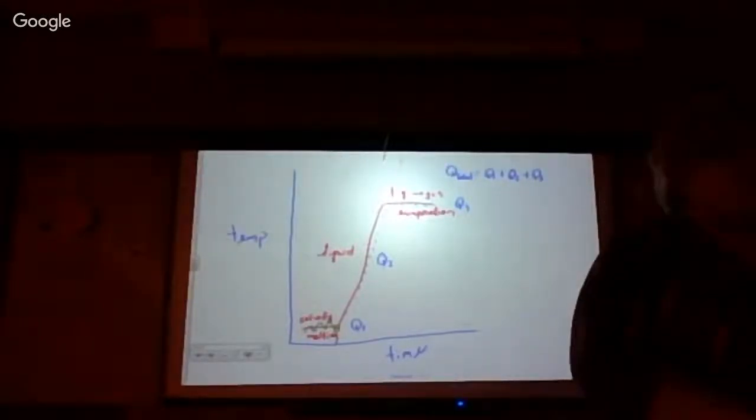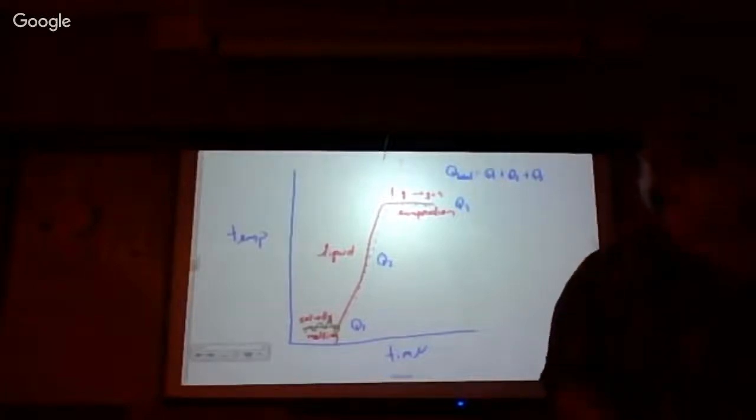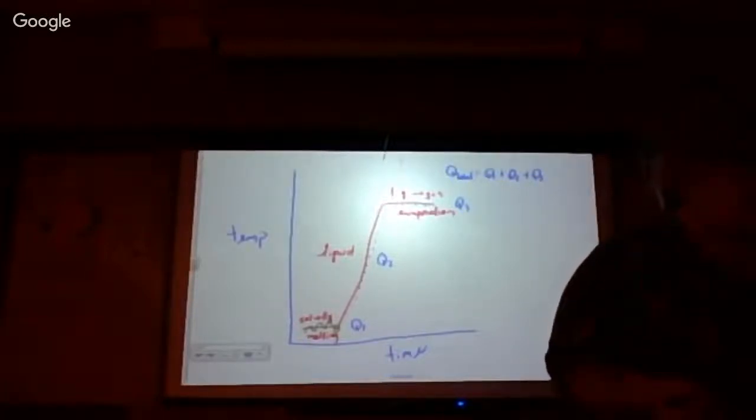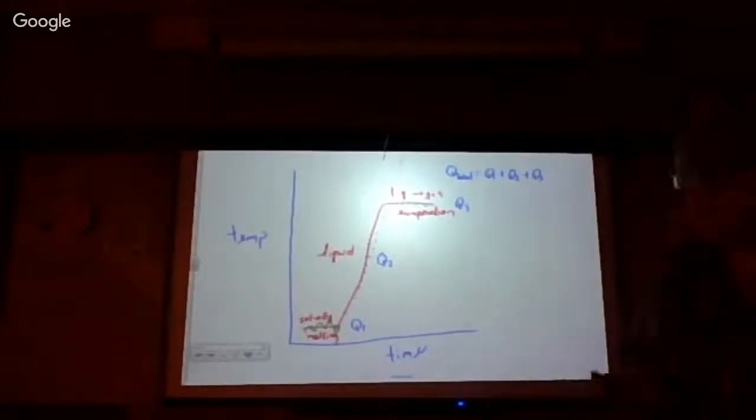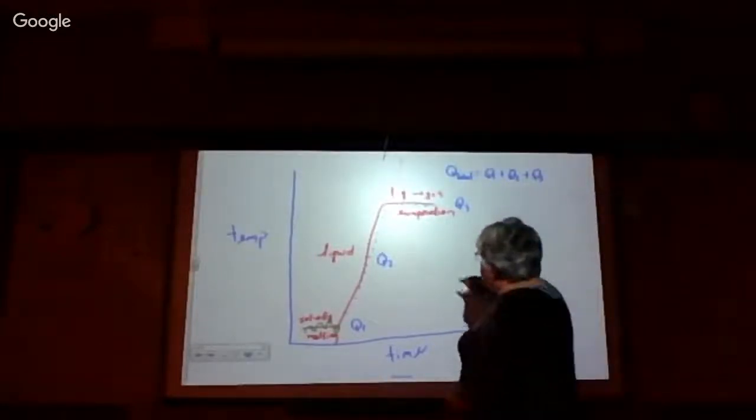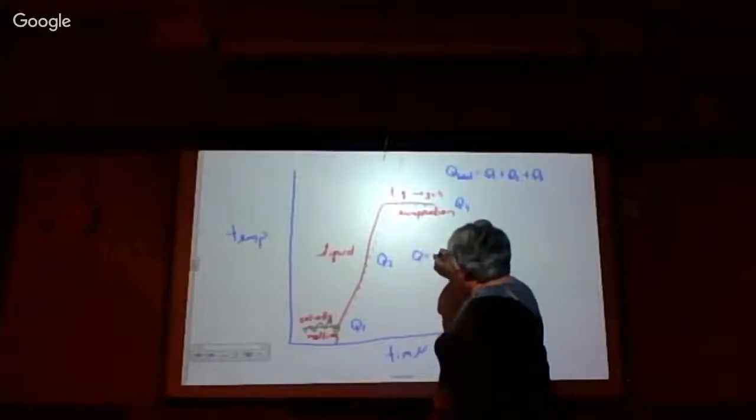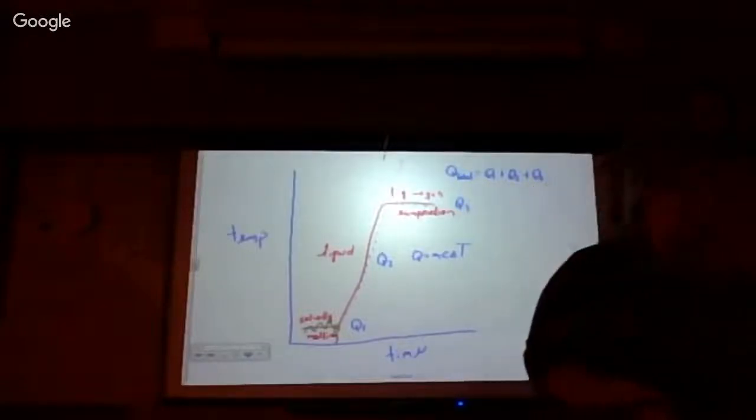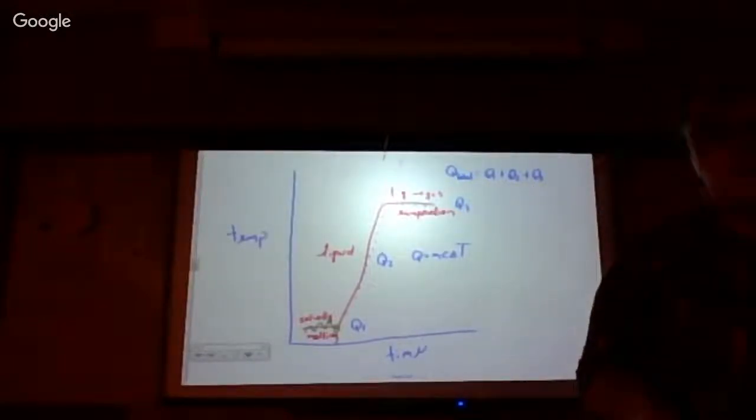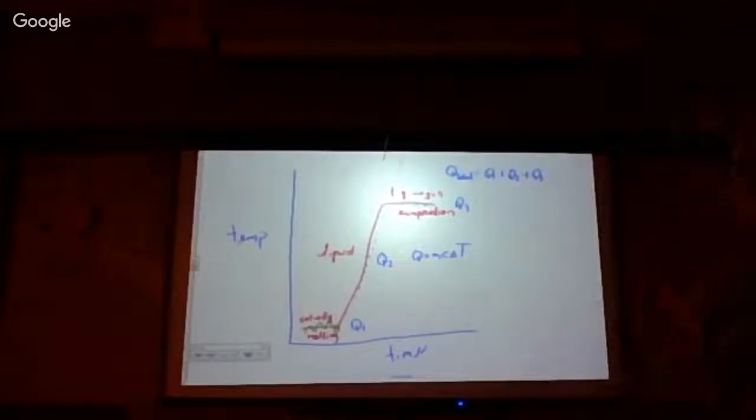I'm going to start with Q2 first because you're actually familiar with that equation. You used that with the Bunsen burner lab. So Q2 is equal to MC delta T. Remember that? It was in the video also. Remember that equation? Yeah. Okay. You know what the mass is of your sample, right?